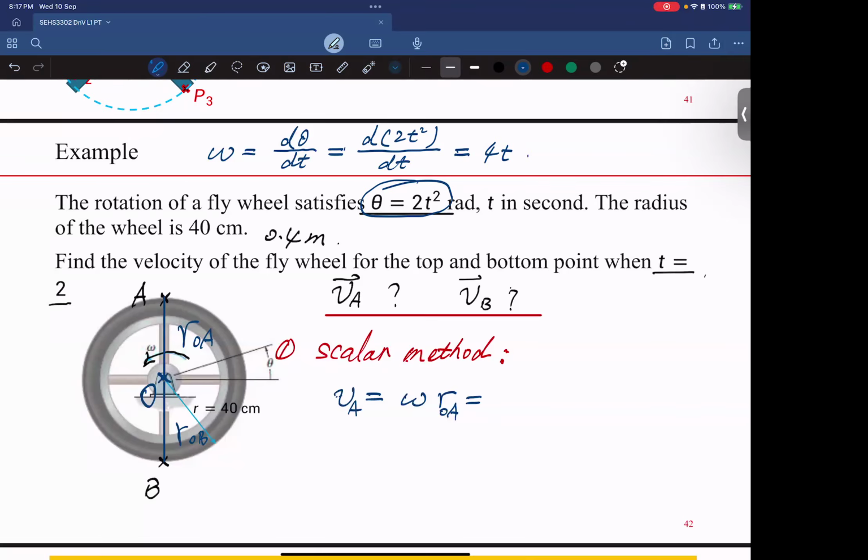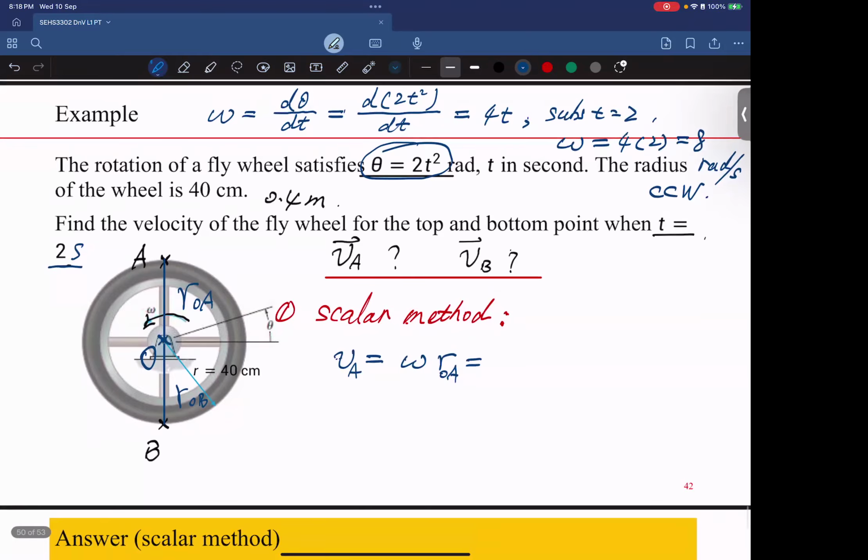So when t is 2 seconds, we substitute t equals 2, and we find omega is 4 times 2, which is 8 rad/s. Okay, this is the omega. And this omega is counterclockwise. We can have a direction indicator here, okay, counterclockwise. Okay, now we have omega.